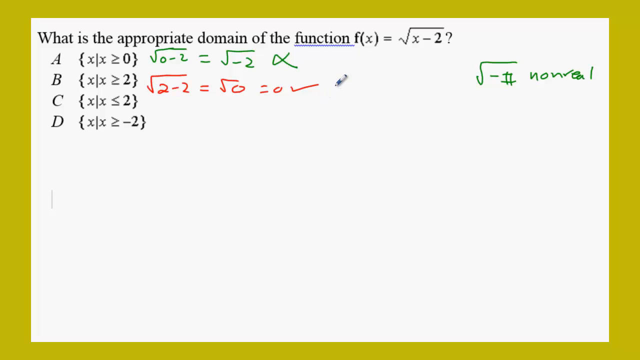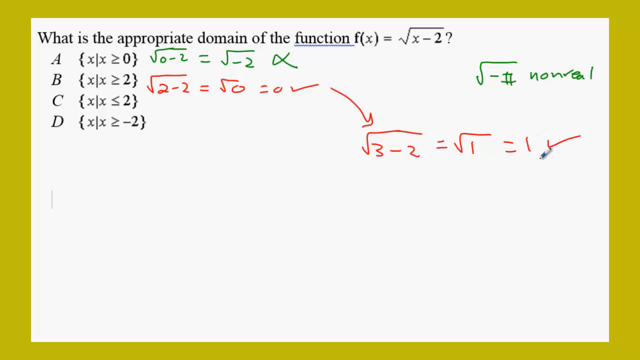Let's get this one down here. Square root of x minus 2, where x is greater than 2. Try any number greater than 2, for example 3. That is going to be the square root of 1, which is 1. That is a real number. Also, if you try any number greater than 3, you will get a positive number.